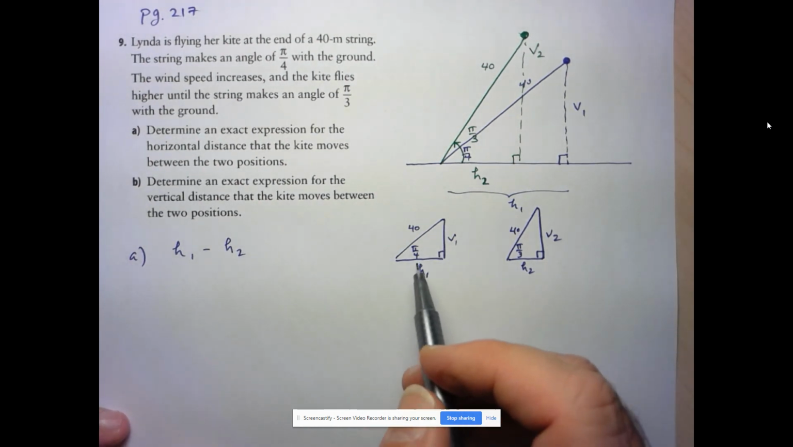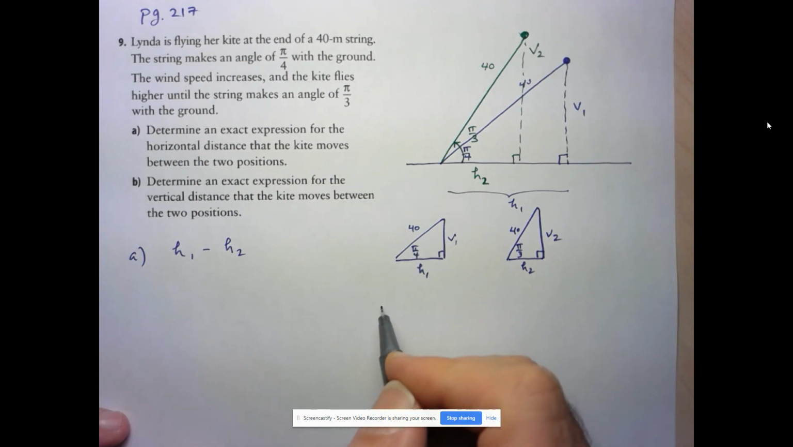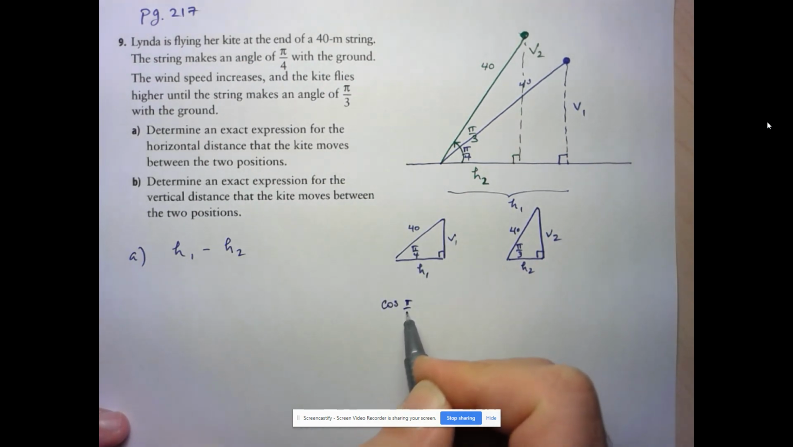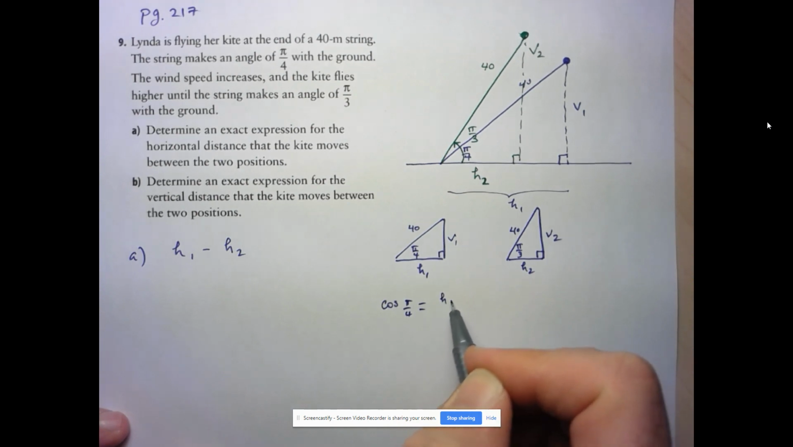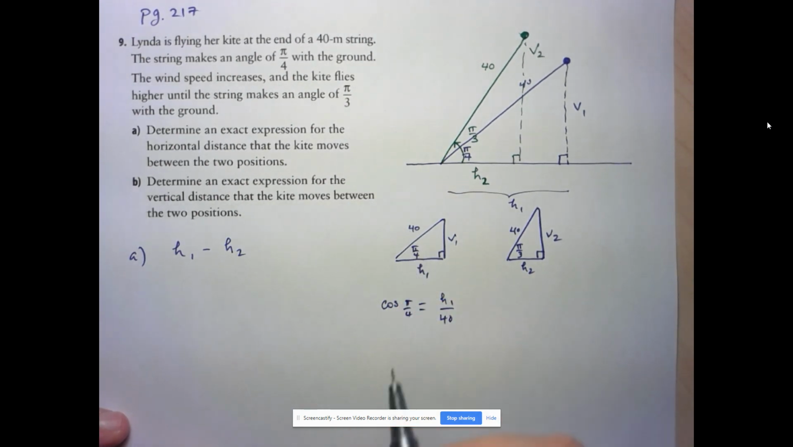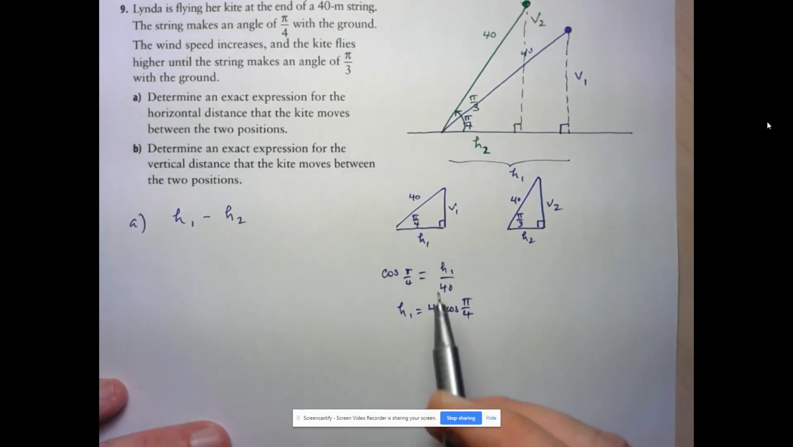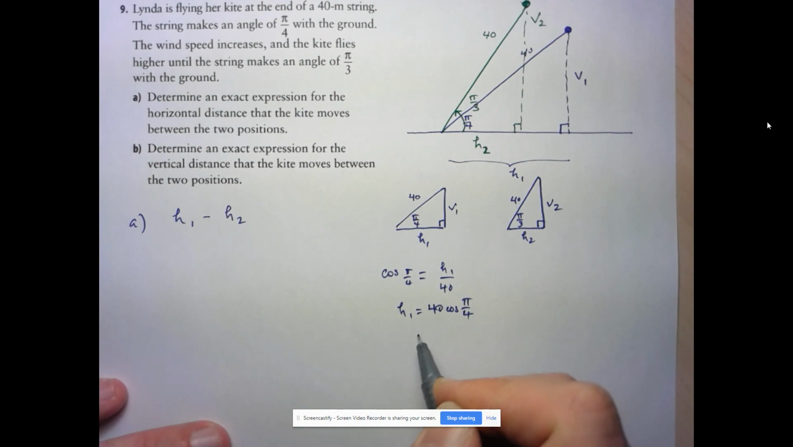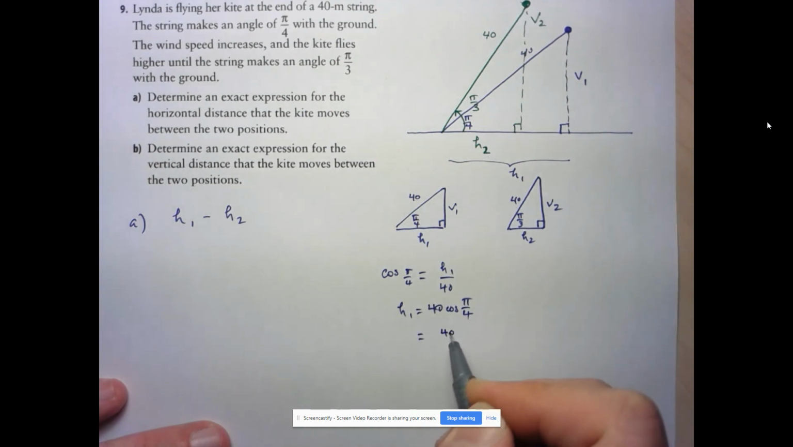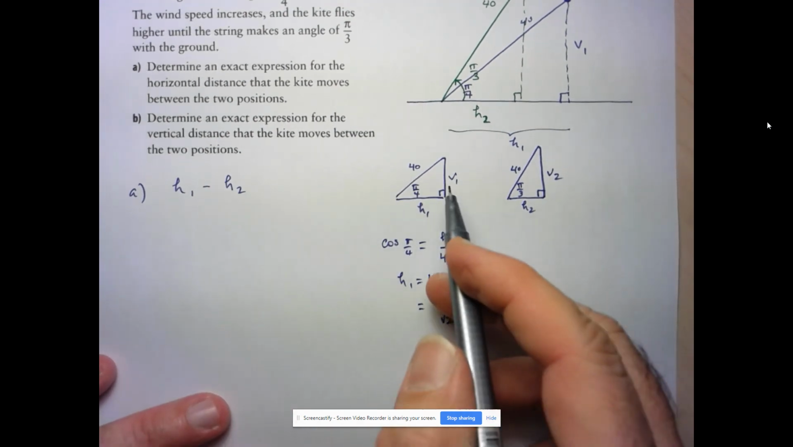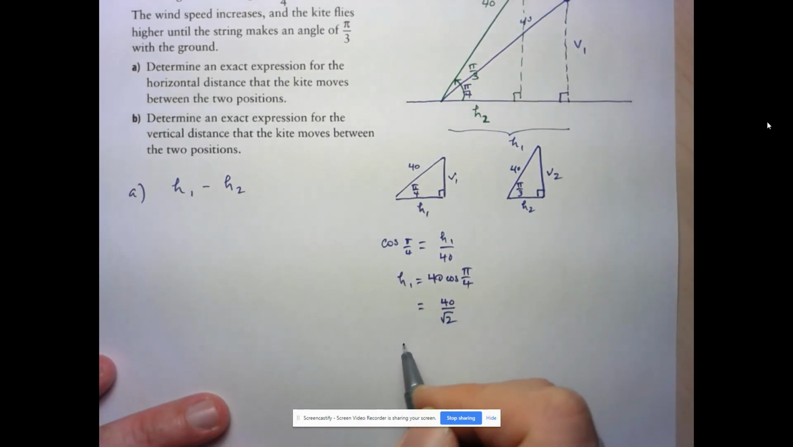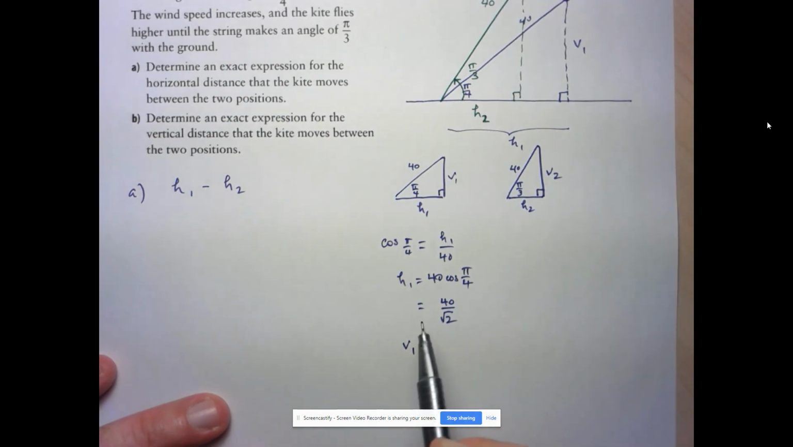So if I'm looking for H1, well, clearly I'm going to use cosine. So I have cosine of pi over 4 is equal to H1 over 40, just applying my trig ratio here. So H1 is going to be 40 times cosine of pi over 4. But of course, we know that cosine of pi over 4, special angle 1 over root 2, is equal to 1 over root 2. So this is going to be 40 over root 2. Okay, now I might as well find V1 while I'm at it. So V1, now I'm not going to do all the work because I see exactly what's going to happen.